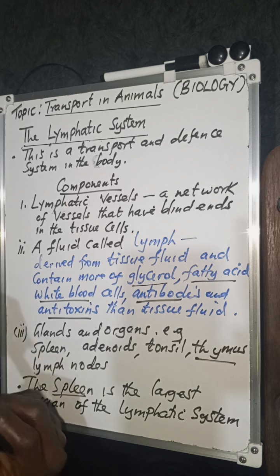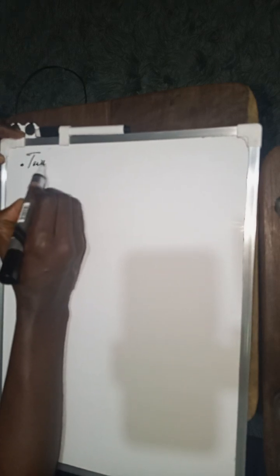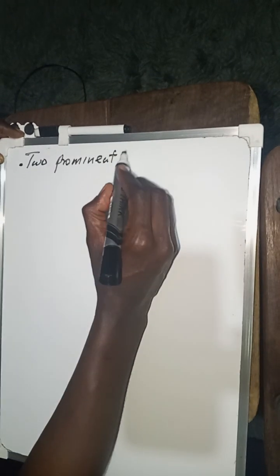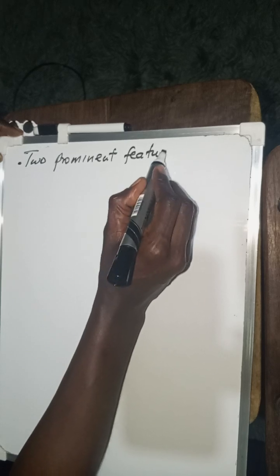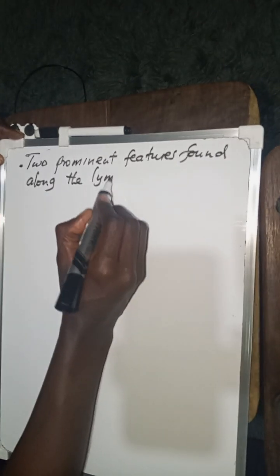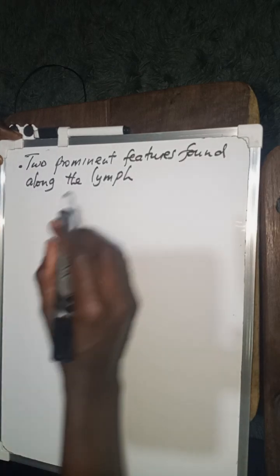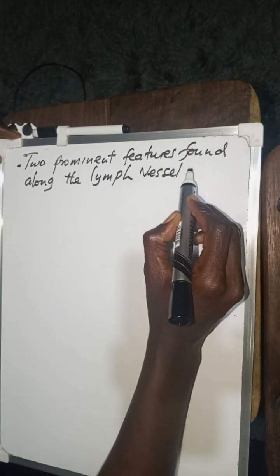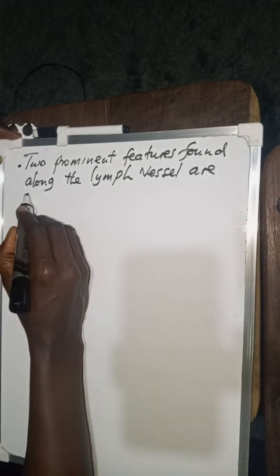Another important component is that when it comes to the lymph, there are two prominent features that are found along the lymph vessels, which are valves.